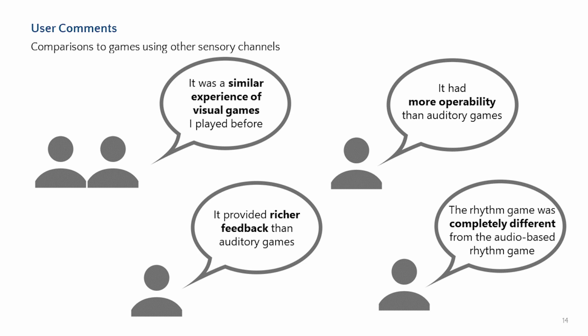For some users with acquired visual impairments, ThroughHand allowed them a similar experience of visual games that they played before they became visually impaired. One user said that ThroughHand games were more enjoyable because the additional tactile output provided a richer feedback when compared to games that only used auditory output. Another user commented that ThroughHand was better because it had more operability and gameability.